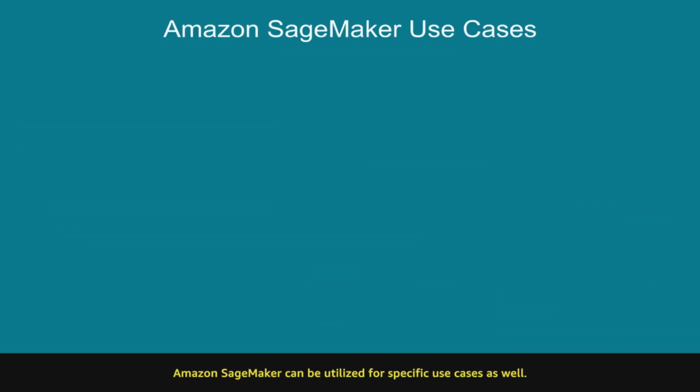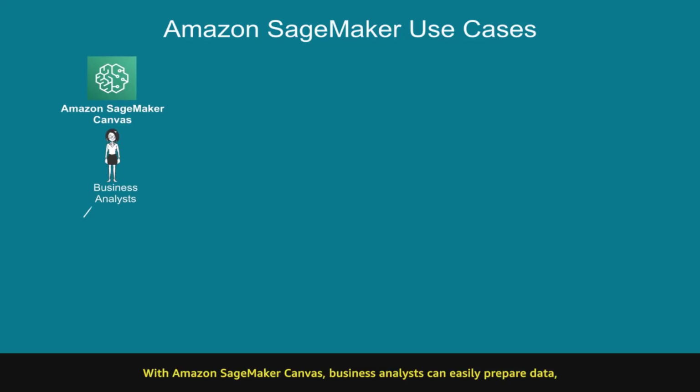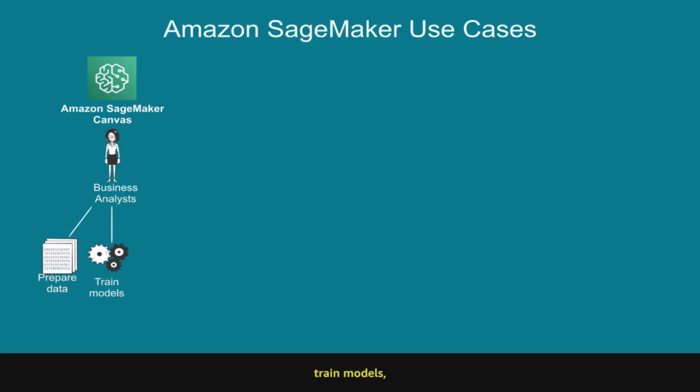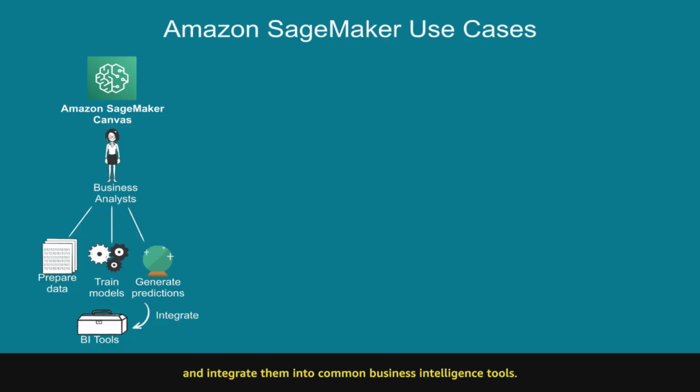Amazon SageMaker can be utilized for specific use cases as well. With Amazon SageMaker Canvas, business analysts can easily prepare data, train models, and generate predictions using a point-and-click interface. They can then share the results with data scientists and integrate them into common business intelligence tools.